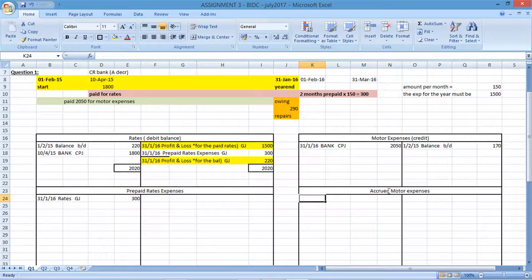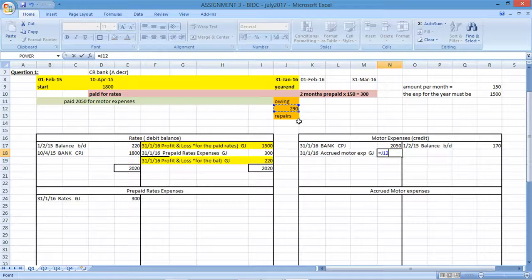I don't have to put that in, we discussed it. Okay, I'm just going to show the actual adjustment. So this is owed. If it's owed, your expenses are too high, you need to increase your expenses. So I'm going to debit the expenses and credit the liability. So let's show that. 31st of the 1st, 2016, this was for accrued expenses, accrued motor expenses, general journal adjustment, and the amount that's outstanding is equal to 290. I'm going to show that.